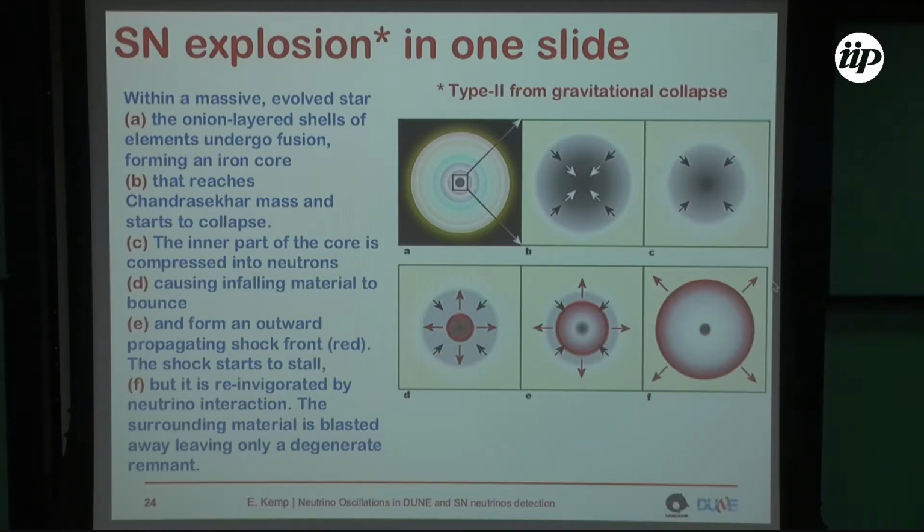Here are 15 years of studies of supernovae in just one slide. So within a massive evolved star, first of all, we have the onion-layered shells that I just described for you, and the elements undergo fusion, forming an iron core. This is for stars with mass bigger than 8 solar masses. So what happens inside this iron core? You start to burn silicon, and this silicon increases the size of the iron core, and when the iron core is bigger than the Chandrasekhar mass. What is the meaning of the Chandrasekhar mass?